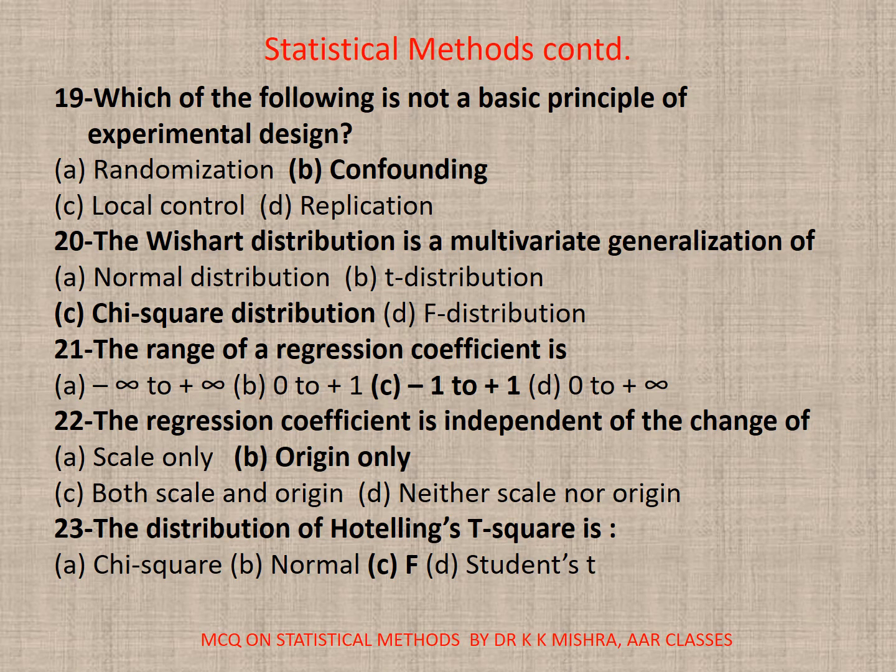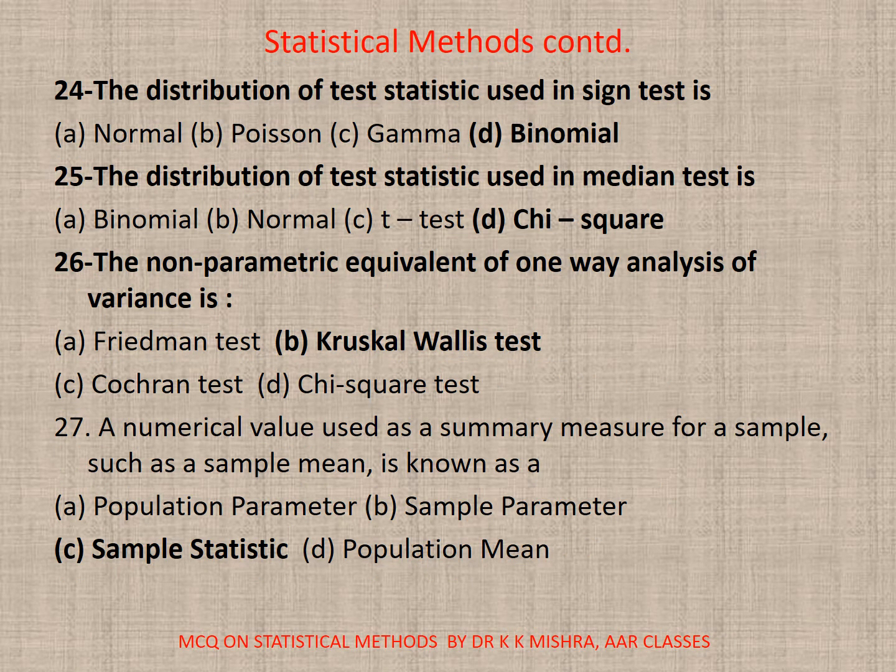21. The range of a regression coefficient is, correct option is C. -1 to +1. 22. The regression coefficient is independent of the change of, correct option is B. Origin only. 23. The distribution of Hotelling's T square is, correct option is C. F. 24. The distribution of test statistics used in sign test is, correct option is D.